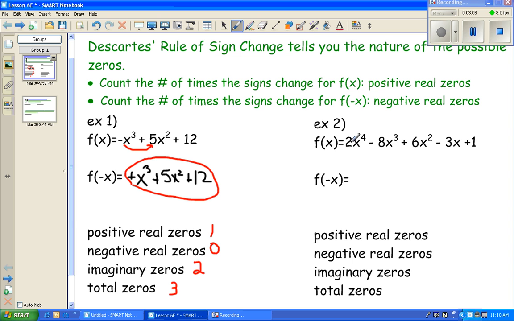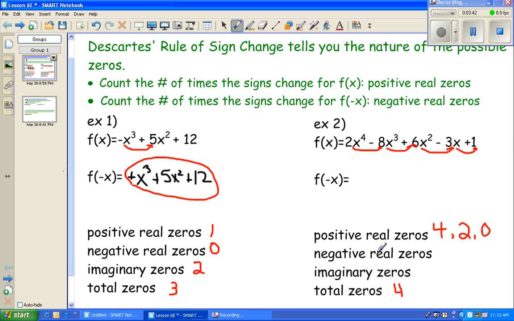Alright, let's come over here and look at example 2. Here we have 1 sign change, 2 sign changes, 3, 4 sign changes for f of x. So this is what I was talking about before. We're going to start with 4, and this number we're going to drop by 2. So we might have 4, we might have 2, or it's possible we're not going to have any. And keep in mind your highest degree here is 4, so the most number of zeros you're going to have is 4.